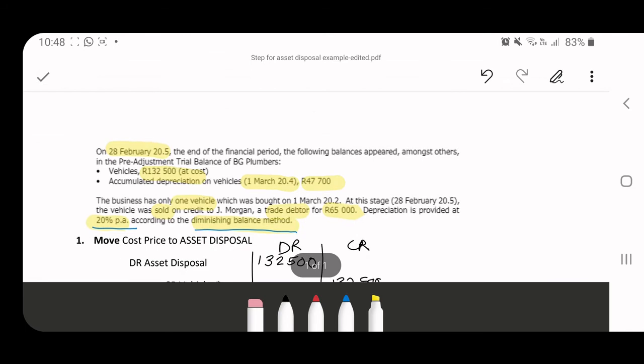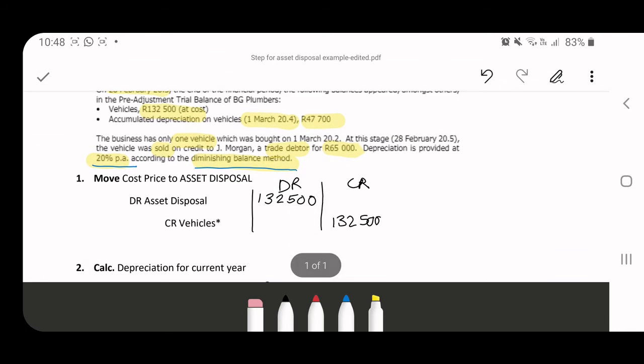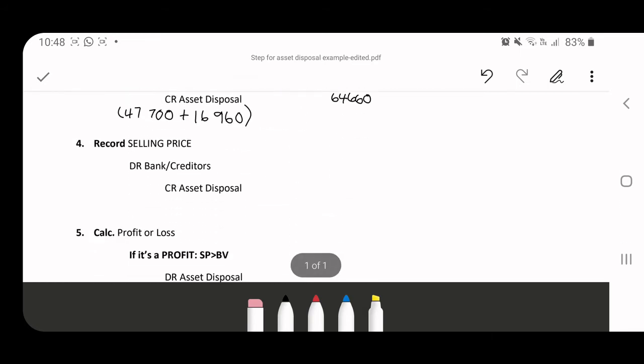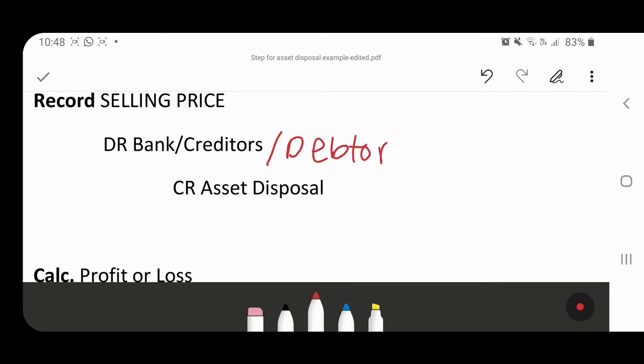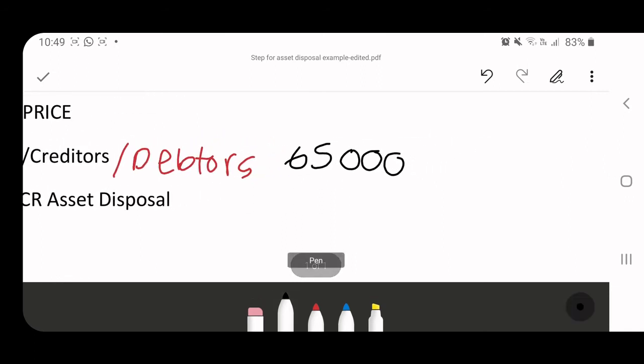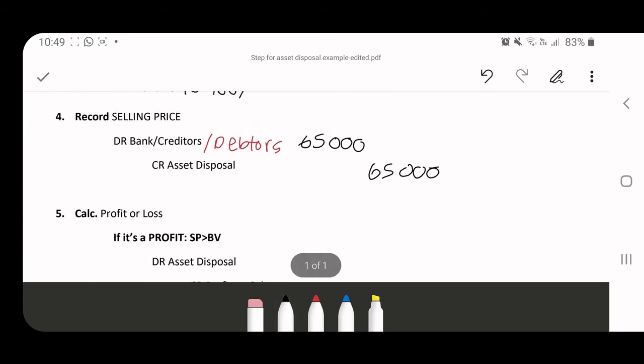Then number four tells you to record the selling price. This question told us what we sold it for. We sold to a trade debtor for $65,000, so we don't have to do any calculations for this selling price. Technically this should read debtors; I've just used it from previous examples. That line can have debtors, drawings, donations, creditors, whatever it may be. So the selling price is 65,000. That was simple.